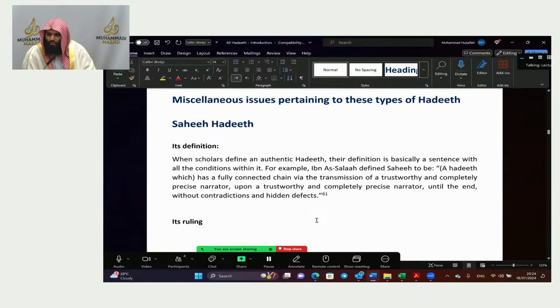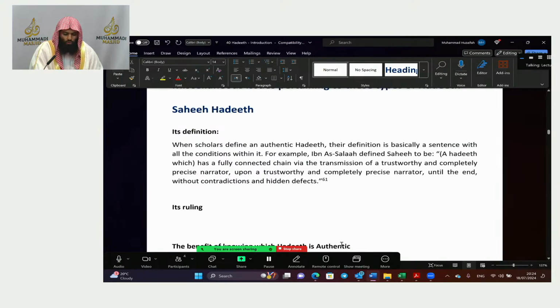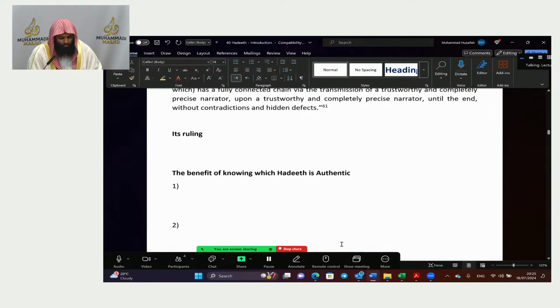Does the sentence make sense? Anyone, doesn't make sense? Okay. What's the ruling on a sahih hadith? Meaning, if we have a sahih hadith, what do we do with it?